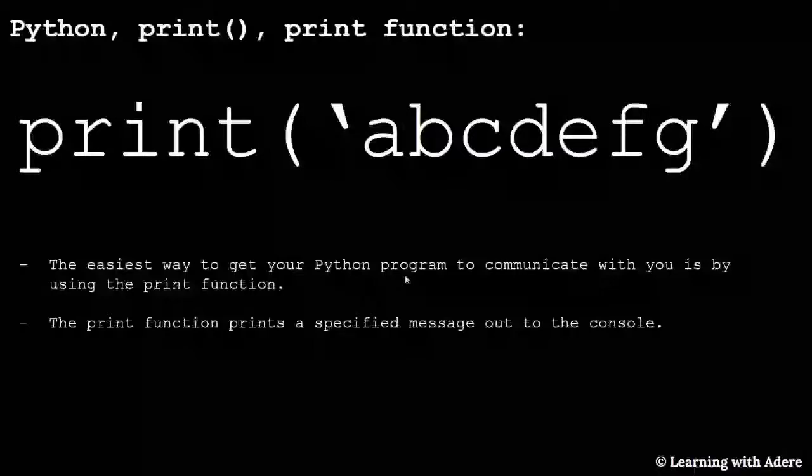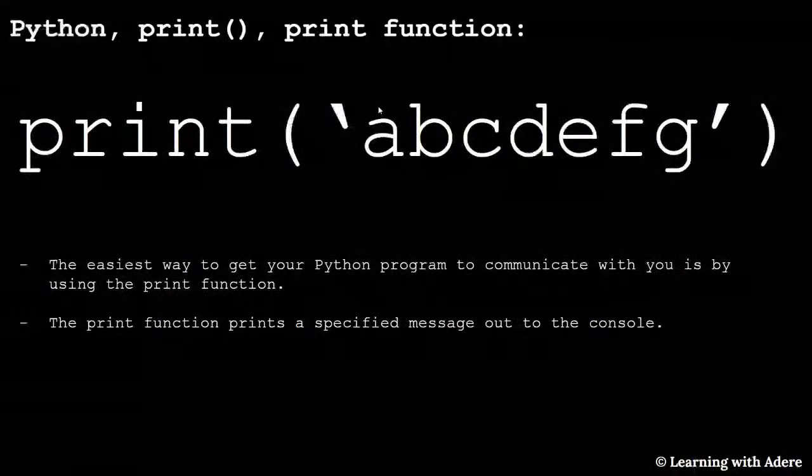The easiest way to get your Python program to communicate with you is by using the print function. The print function prints a specified message out to the console. The console is basically where you see the return for your script. It's where you see the output that the computer has for what you told it to do. So we have the print function being used here.